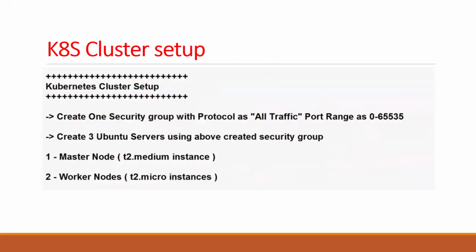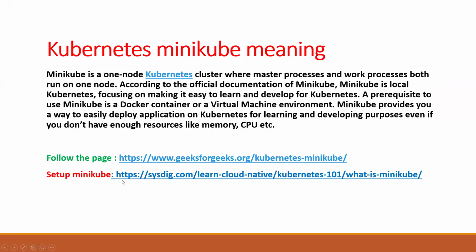K8s cluster setup: create one security group with the protocol all traffic and port range, and create three Ubuntu servers using the above created security group: a master node on a T2 medium instance, and worker nodes.